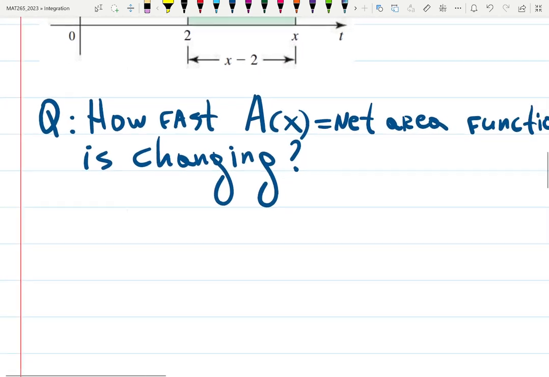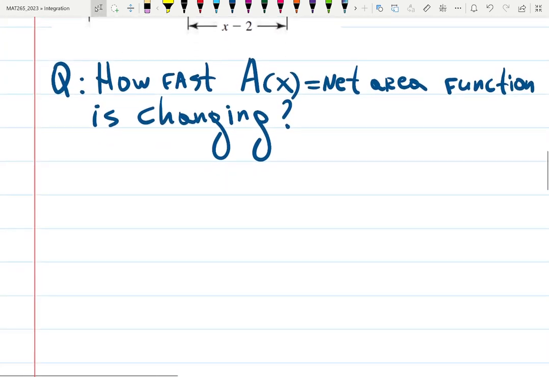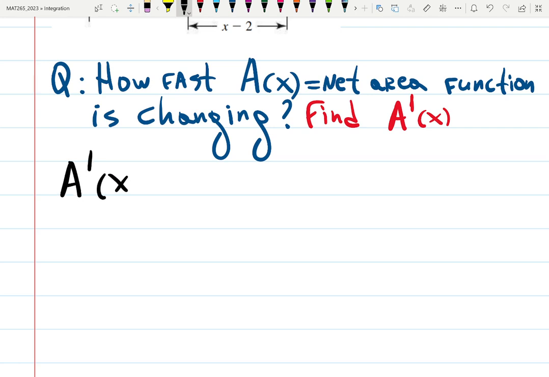So how can I answer this question? Mathematically, we do what? Differentiating. Exactly. Find A prime of x. Well, it's easy to find. From the previous example, A prime of x will be 2x plus 3. That was easy. I just differentiate the polynomial I had with x squared and so on.